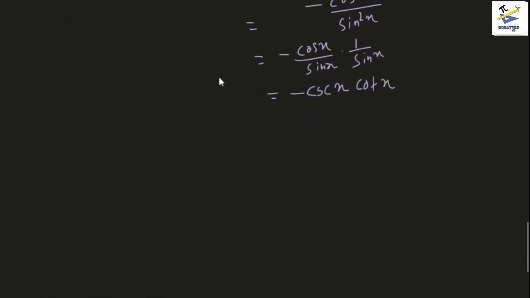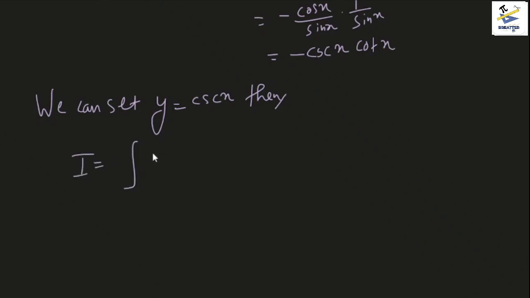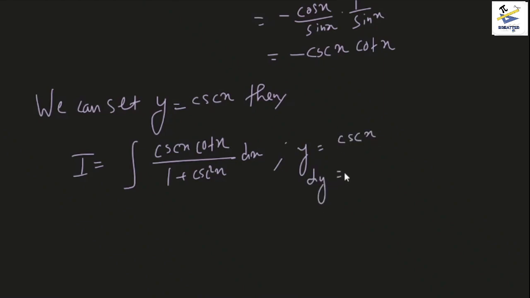So in our given problem, what we can do is set y equals cosec x. Then I equals the integral of cosec x cot x by 1 plus cosec square x dx, and setting y equals cosec x would mean dy equals minus cosec x cot x dx.